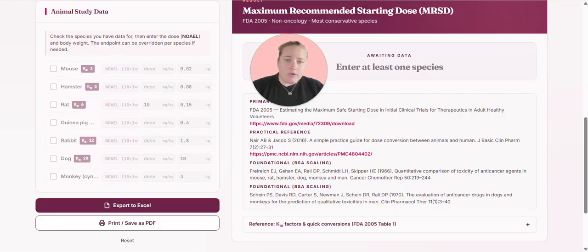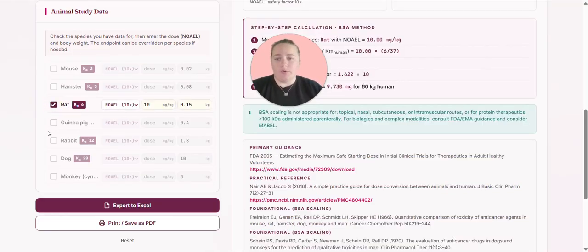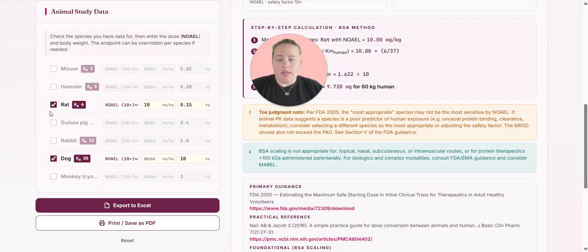So let's say that we ran a typical rat and dog study for a non-oncology compound. We could pick the rat, and we could pick the dog. And then within each of these are different parameters. So you can see your KMs, which are your conversion factors, and we'll talk about where those come from. But this is essentially using your NOAEL. You can pick each one that you want.